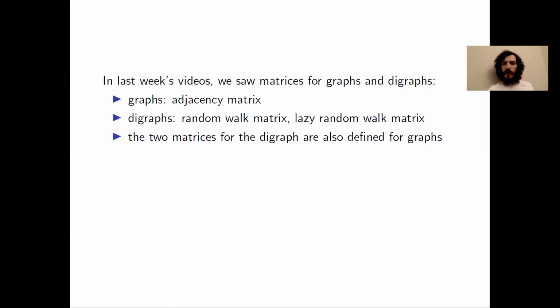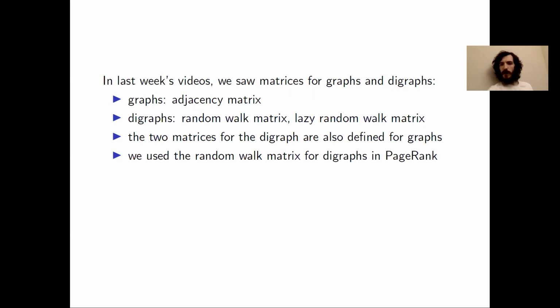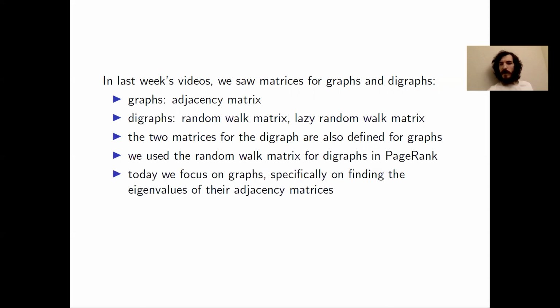I'll also mention that both the random walk matrix and the lazy random walk matrix can be defined for graphs as well as digraphs. And like I said, we use those matrices in PageRank, so they are very useful in real-world applications. Today, instead of focusing on digraphs, we're going to focus on graphs, the undirected graphs. And specifically, we'll look at techniques for finding all of the eigenvalues of their adjacency matrices when the graphs are especially nice.